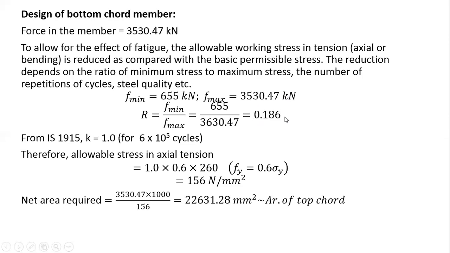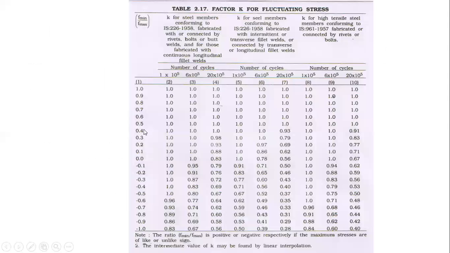Okay, so this comes out to be 0.186. Now from the previous table which I just showed you, K comes out to be 1.0 for 6 into 10 power 5 cycles. Just remember this R value, 0.186. I will show you the table again here. Corresponding to the cycle 6 into 10 power 5, my R is 0.186. So R is 0.186, it is nearly equal to 0.2, positive sign. Okay, and my number of cycles is 6 into 10 power 5.